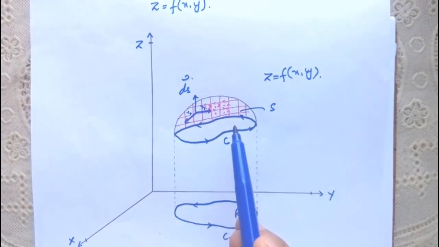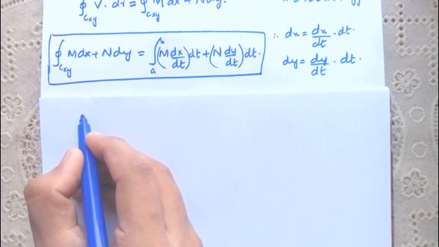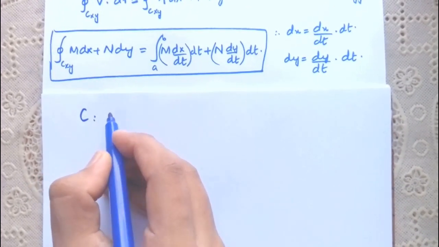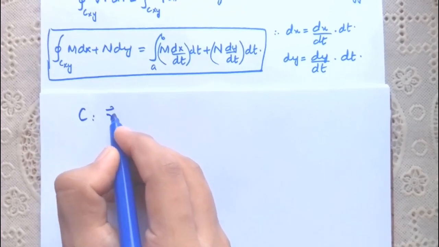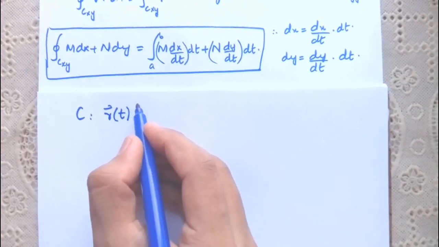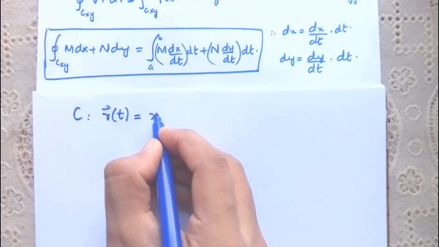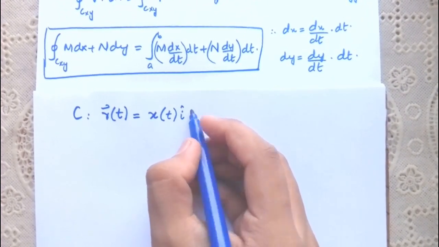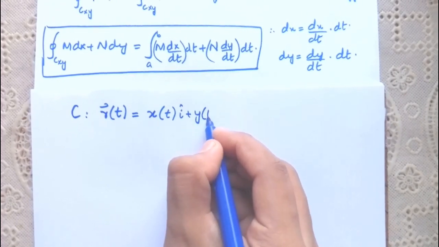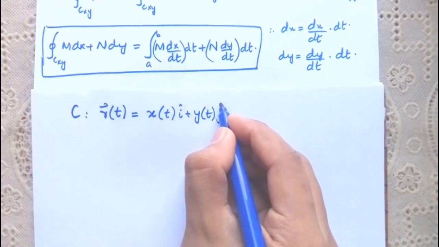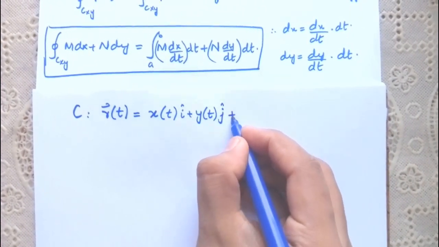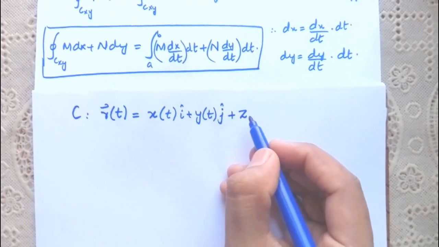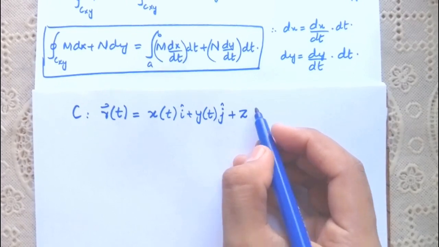So the curve C can be written in its parametric form by its position vector, that is, the parameterization of curve C, meaning the boundary of the surface S, and the position vector r is a function of t, and it can be written as x(t) in the direction of i cap plus y(t) in the direction of j cap plus z. z is a function of x and y, and is also a function of t.